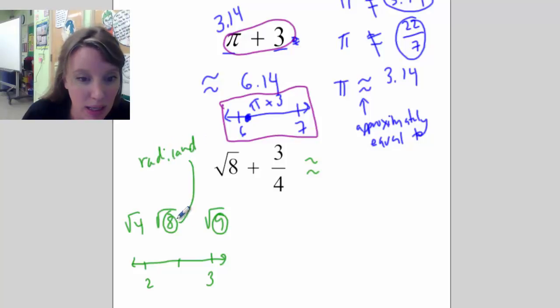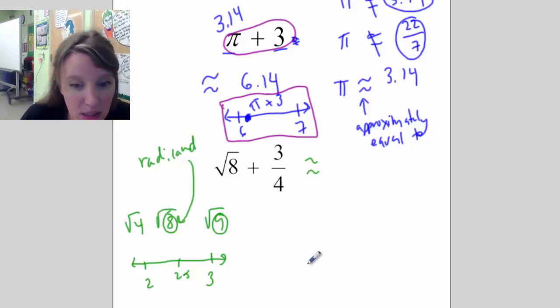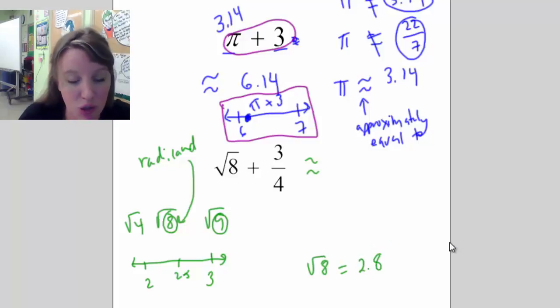okay, that's called the radicand. The radicand of 8 is 1 away from the radicand of 9, and it's 4 away from the radicand of 4. So 8 is pretty close to 9, so it's actually going to be to the right of 2.5, and it's going to be pretty close to 3. So if I were to estimate it to the nearest tenth, this would probably be around 2.8 or 2.9. Okay, because 8 is pretty close to 9. So the square root of 8 is going to be pretty close to the square root of 9, which is 3.